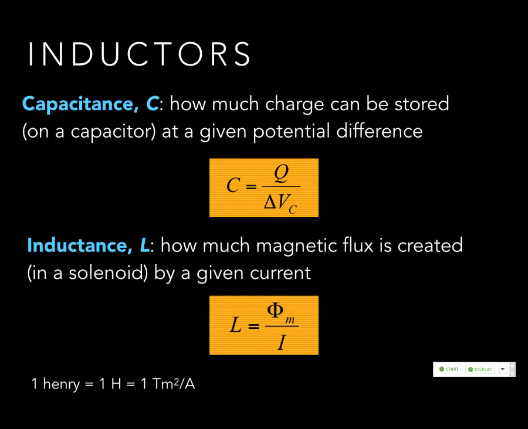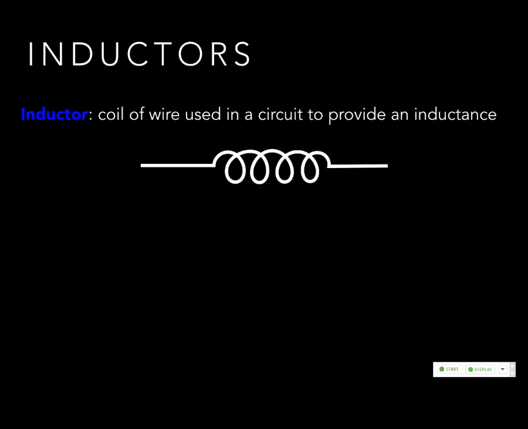Okay, so inductor. That's a coil of wire used in a circuit. Tesla meters squared per amp. So what's the unit? That's pretty good. Just a couple ideas.